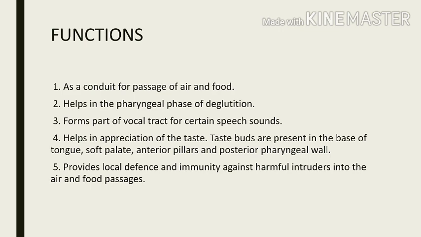Most importantly, the fifth point, what I've mentioned here, is that it provides local defense and immunity against harmful intruders into the air and food passages. Now you might ask me how. Well, here's an explanation. This function is particularly done by the subepithelial masses of lymphoid tissue that I already mentioned as Waldeyer's ring. I've told you about it. These subepithelial lymphoid masses are placed at strategic places, at the portals of air and food entry, and these basically act as protective sentinels.